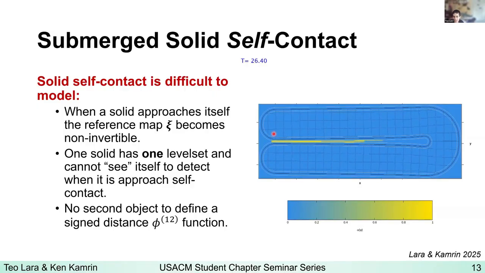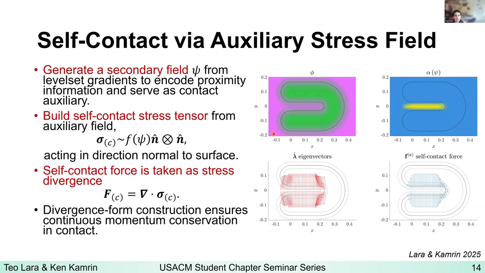To resolve these self contacts, we create an auxiliary stress field. This is a little bit of a complicated procedure, but essentially you can dream up this level set, this psi field, which is a secondary field, providing a contact auxiliary field. Up here on the left, this is just the level set field, and the psi field becomes largest in the contact region. Right, so right here in the middle of our U shape is where we need the actual repulsion forces to activate.